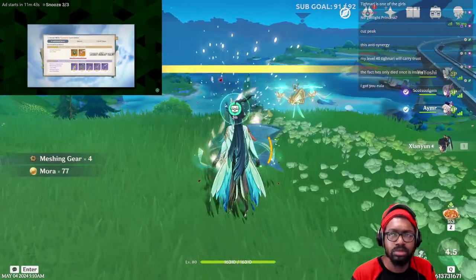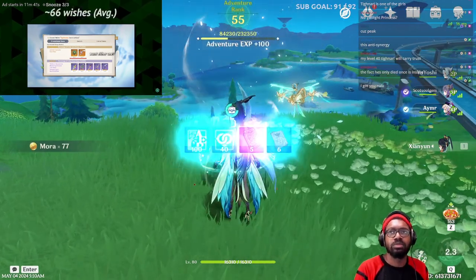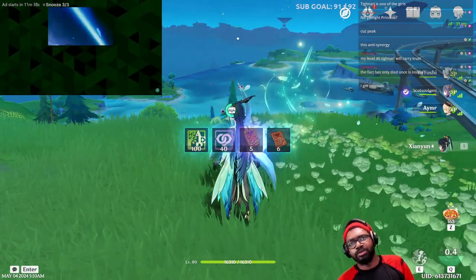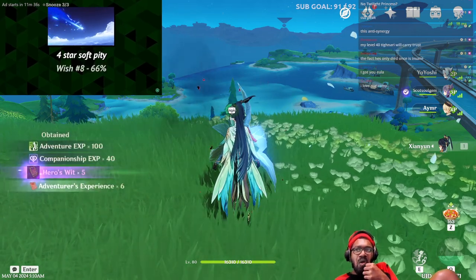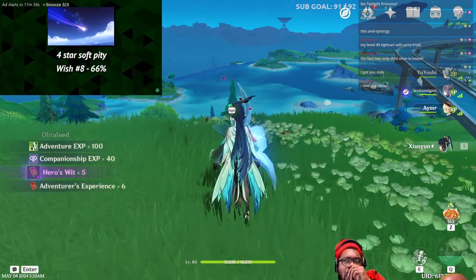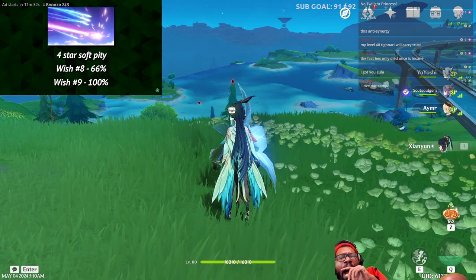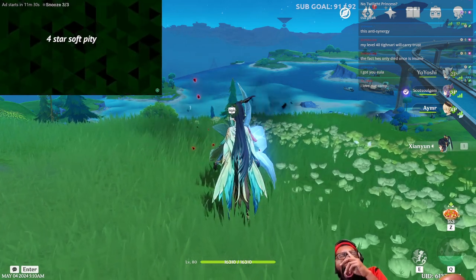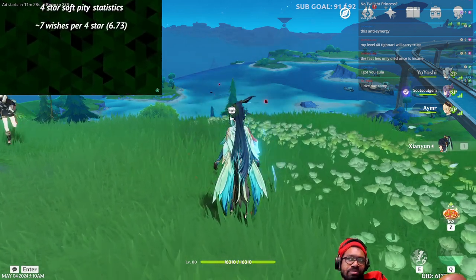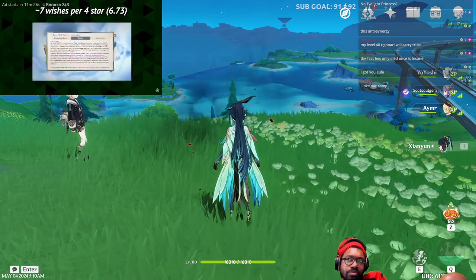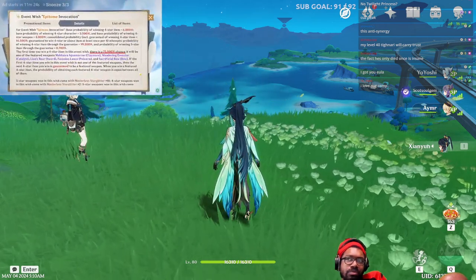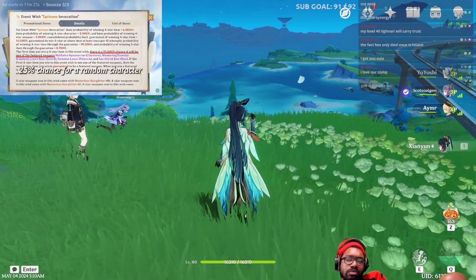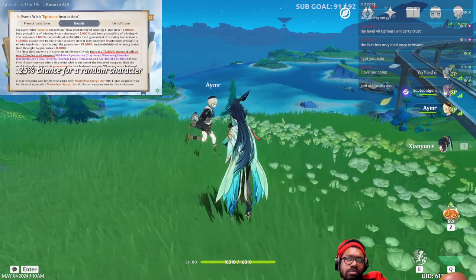If both rate-up weapons are desired, then you will spend 66 wishes on average. Okay. 4-star Soft Pity for the weapon banner begins on wish number 8, going up to a 66% chance, then becoming guaranteed on wish number 9. It takes a bit less than 7 wishes on average per 4-star, however, just like the 5-stars, a rated up 4-star has a 75% chance of appearing, with the remaining 25% being a random character.